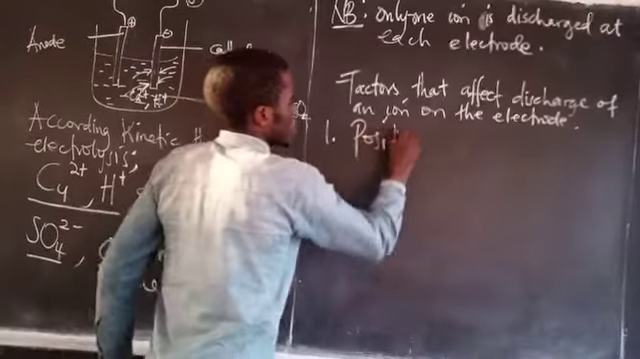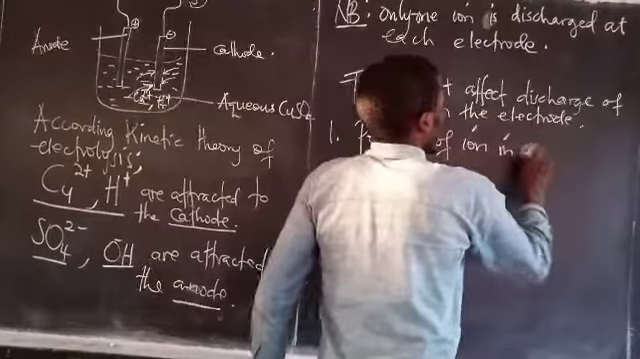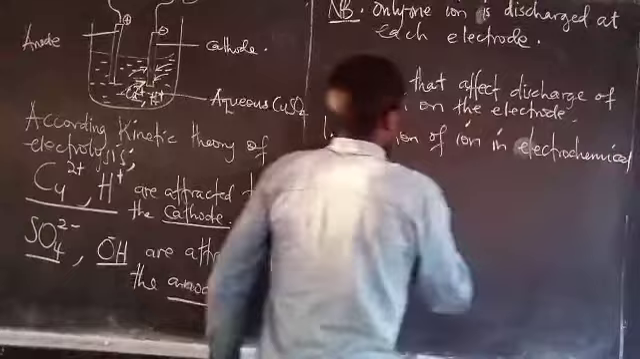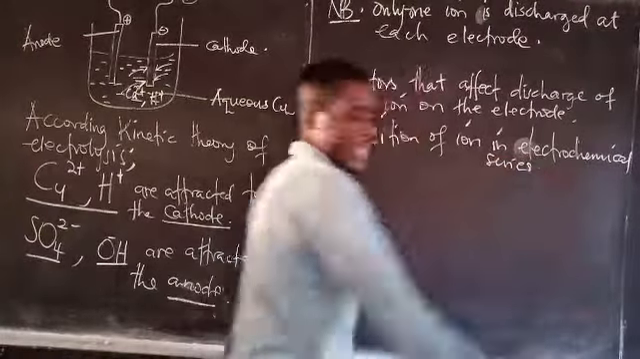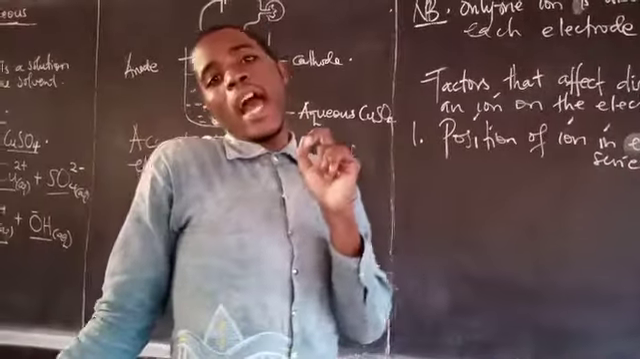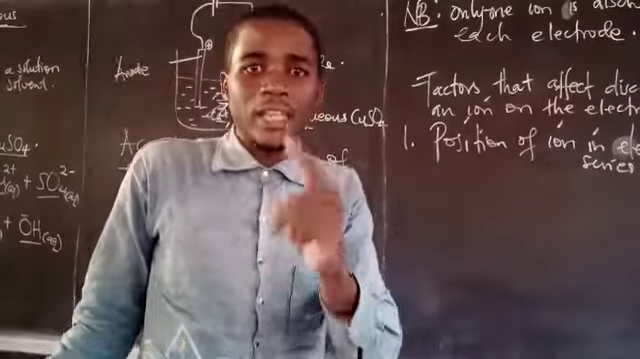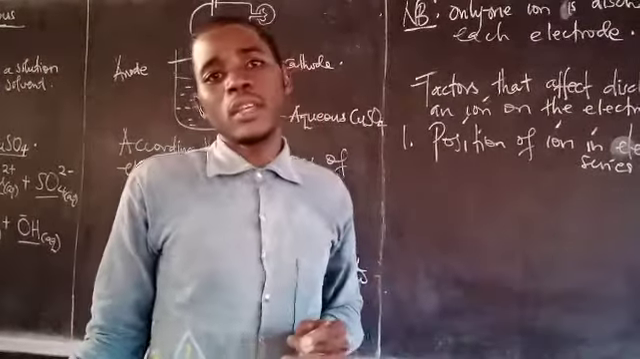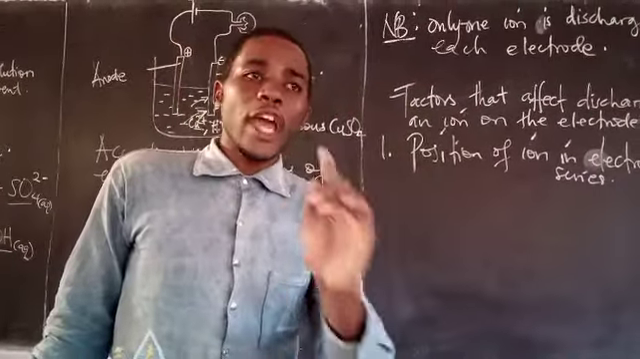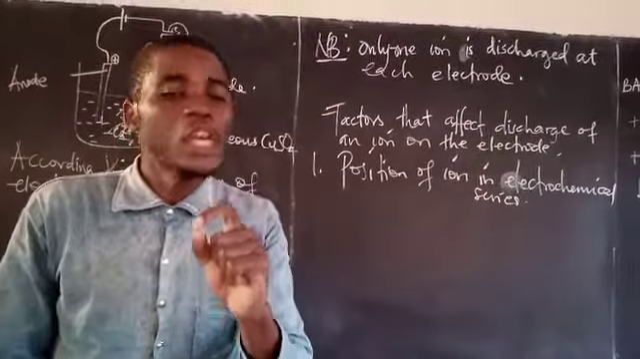One of those factors is the position of the ion in the electrochemical series. You studied the reactivity series, and you had a song starting from potassium, then sodium, calcium, and the last one is gold, the one you like most. That is the reactivity series. There is also the electrochemical series. They almost look the same. The difference is very small.